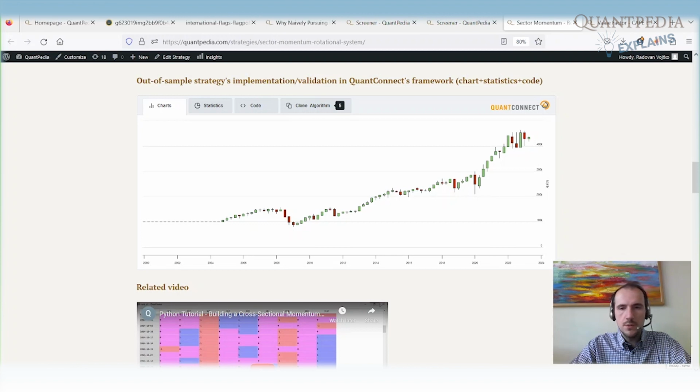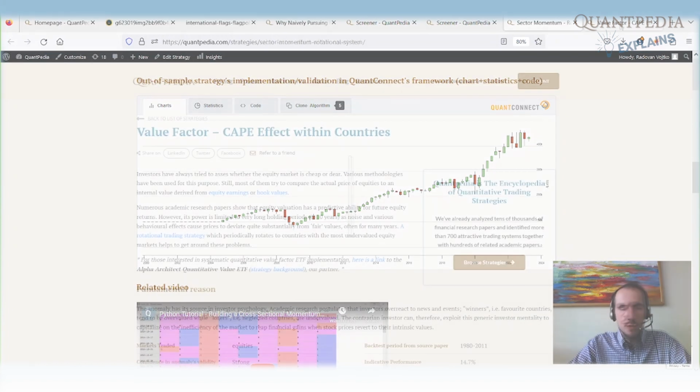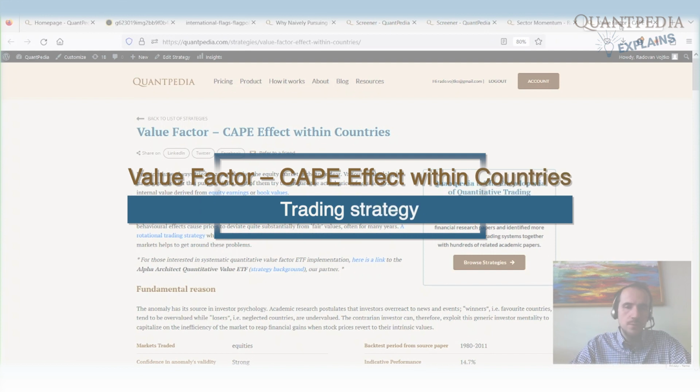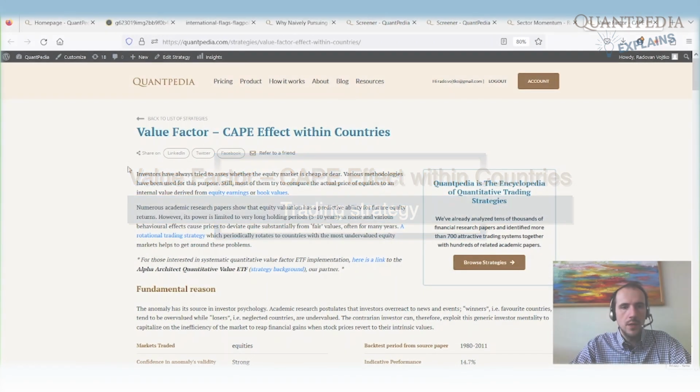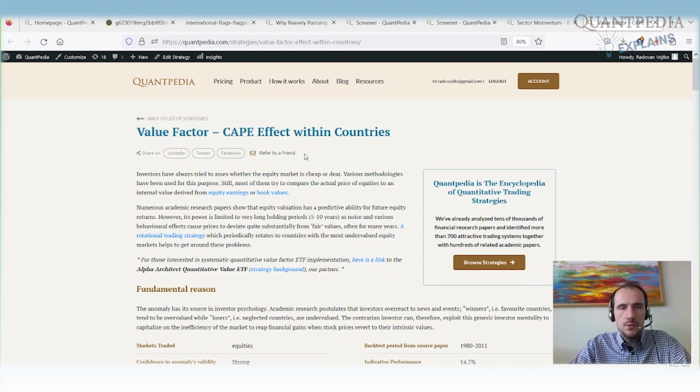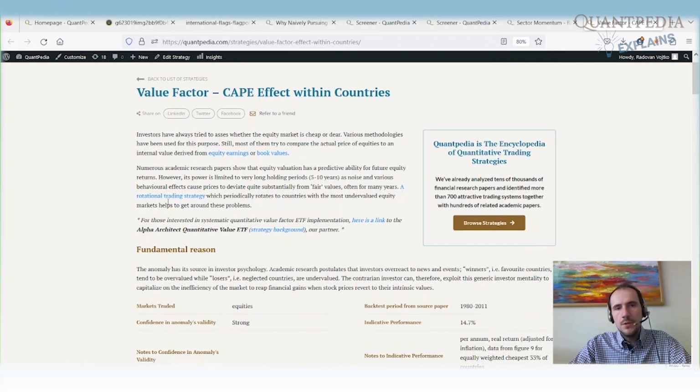And what about the countries? How to build a model that will choose which countries are the best? The best idea is to use value, not momentum, as value seems to work better among countries. We can define value using the price signal alone, but it's better to build it using the earnings signal too. We can use the CAPE ratio, which is the cyclically adjusted price-to-earnings ratio averaged over 5 or 10 years, so for a longer period. It helps us to select which countries are cheap and which markets are really expensive. Then we can build a rotational trading strategy that periodically rotates to countries with the most undervalued equity markets, and if we want, we can also short the countries that are expensive.